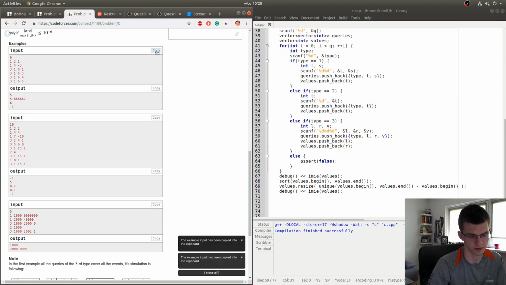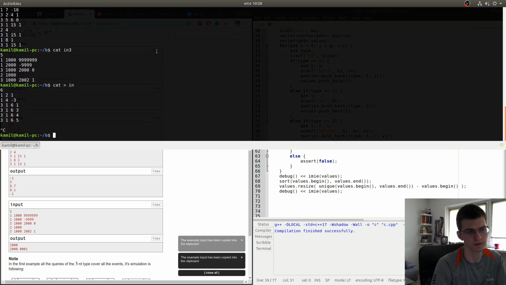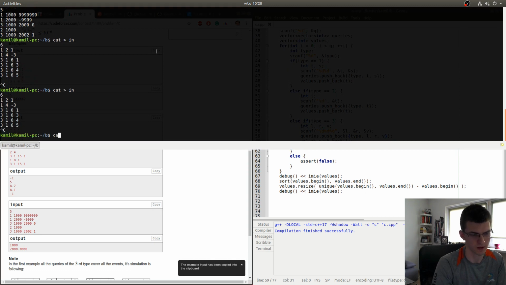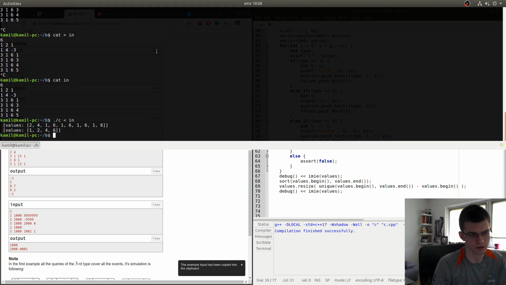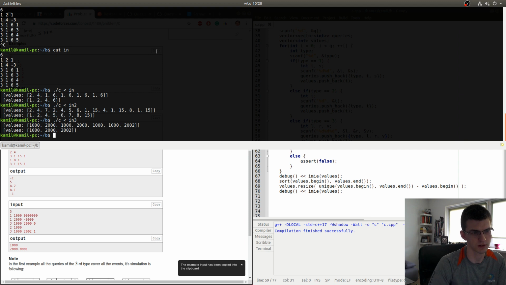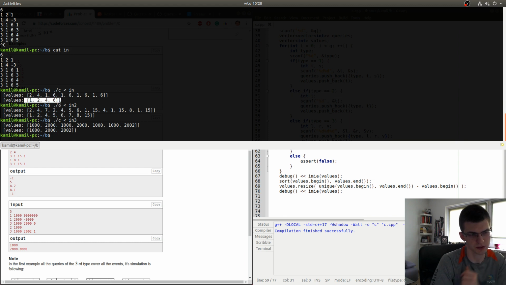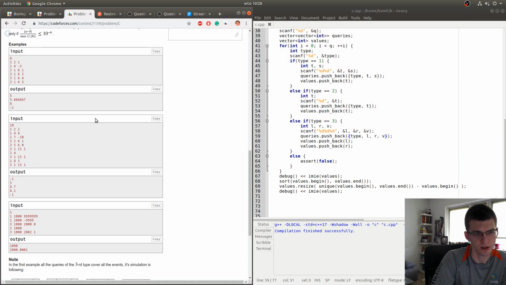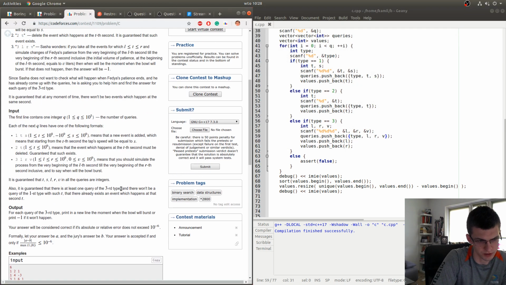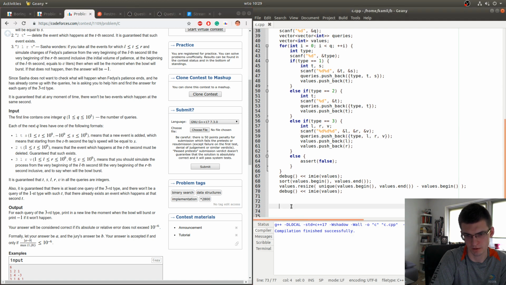Here, unnecessary space. Okay, and C run on into and in 3. So here we have a lot of values, 2, 4, 1, 6, 1, 6, and so on. Then I remove repetitions and I have sorted 1, 2, 4, 6. Good. Then what do I need? Do I need to add time 0 or time infinity? I don't think so.